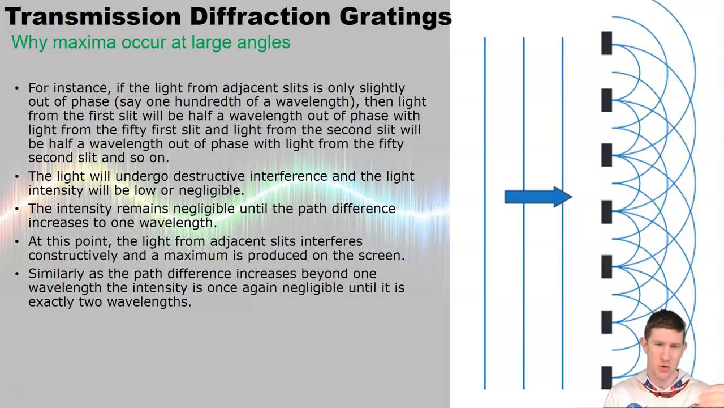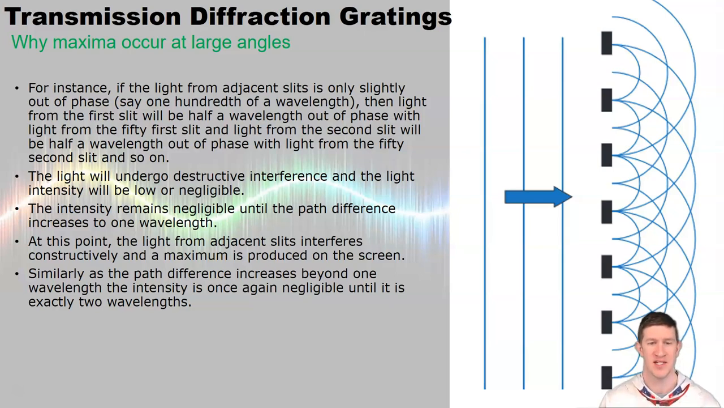So because I've got so many slits, there's always something with the tiniest amount of phase difference that 50, 60, 100 slits later, something else is out of phase by lambda on 2. All of these half wavelength slits, so like 1 and 51, will undergo destructive interference and the light will be low, or it may be negligible, so I have a dark spot.